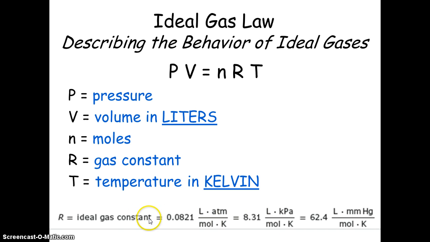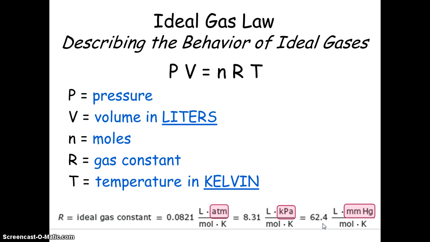I got this little piece of information from your star chart, so you'll always be able to look these numbers up. Now depending on the units, we're going to use a different gas constant. If the pressure is given in atmospheres, the gas constant is going to be 0.0821. If you're given the pressure in kilopascals, the gas constant is going to be 8.31. And if you're given the pressure in millimeters of mercury, the gas constant is going to be 62.4.